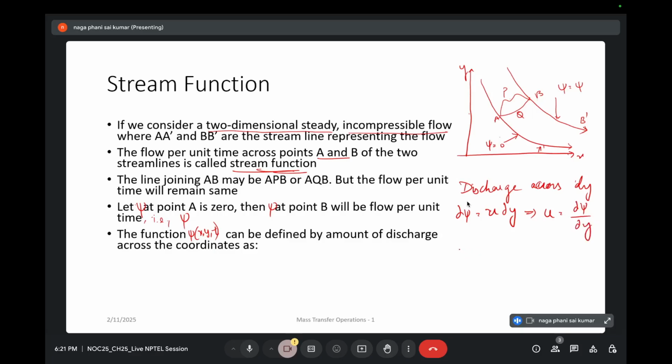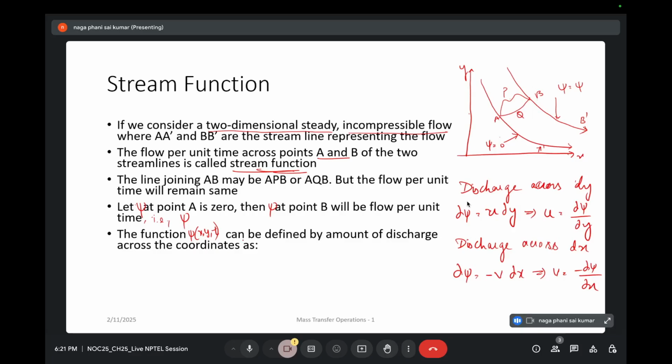Similarly, the discharge across dx can be written as dou phi is equal to minus v into dou x, which gives us v is equal to minus dou phi by dou x.